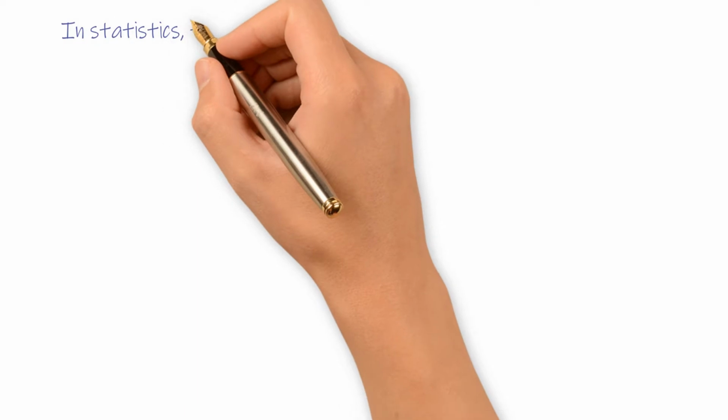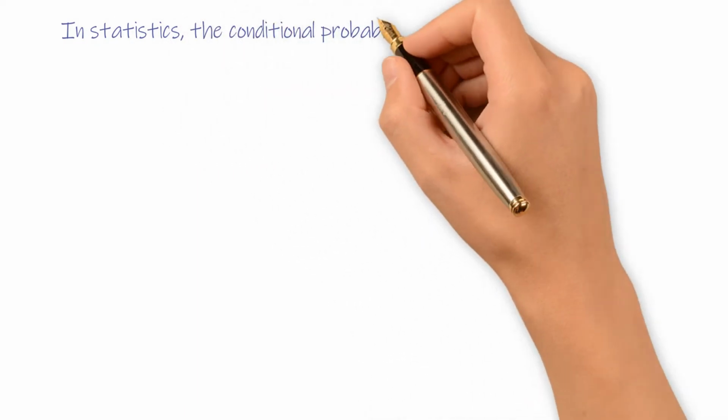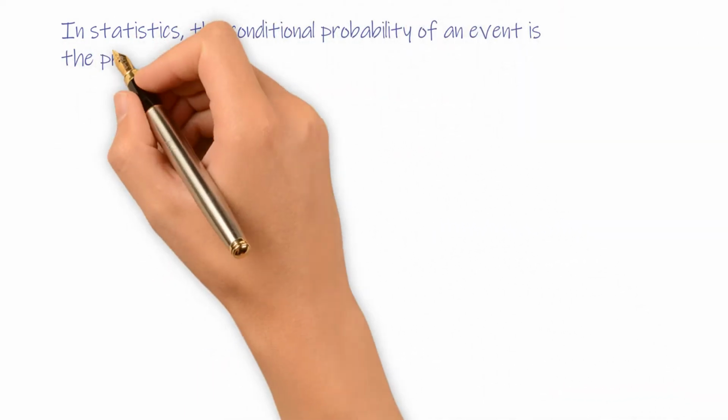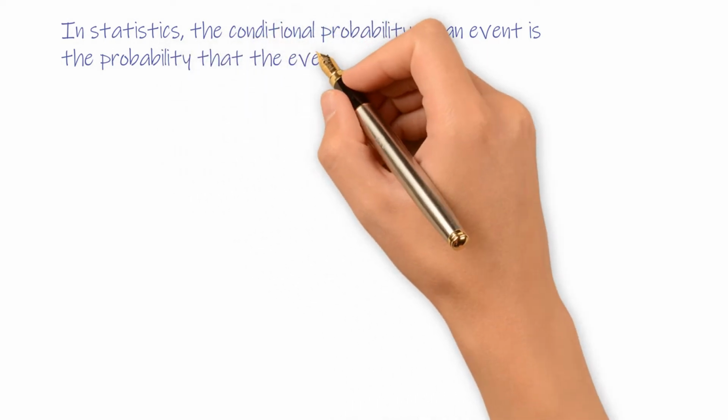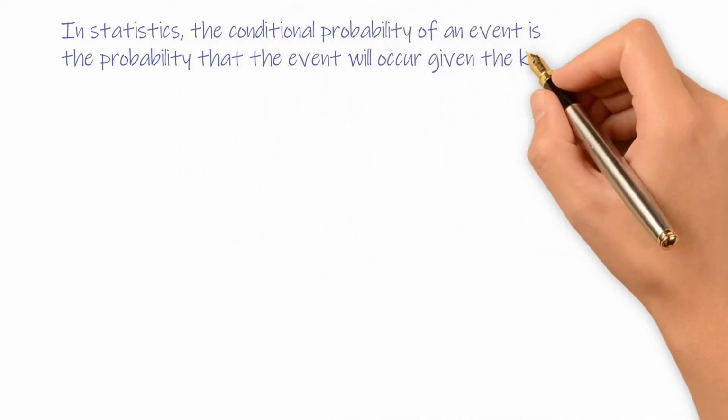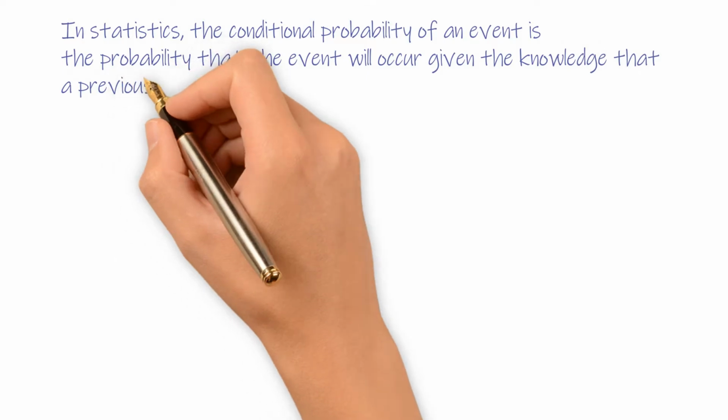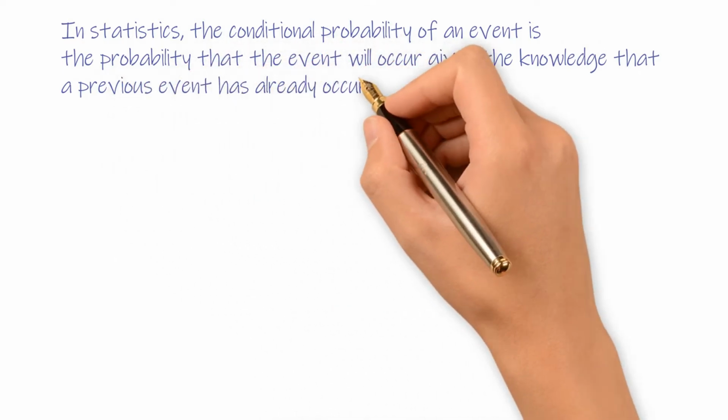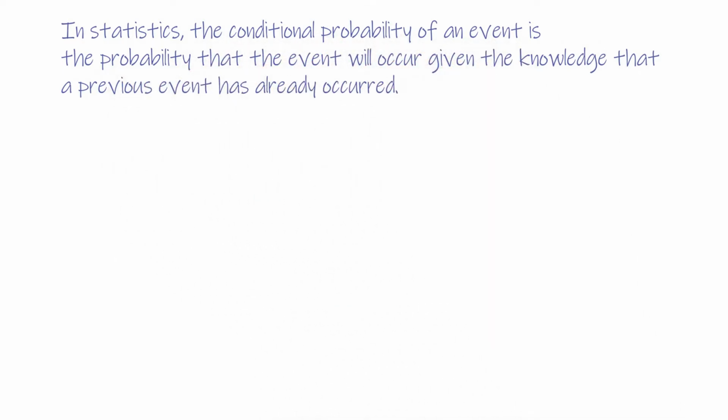The conditional probability of an event is the probability that the event will occur, given the knowledge that a previous event has already occurred. We need to understand it first, before diving into Bayesian statistics. I'll explain everything you need to know about it in the next 5 minutes.